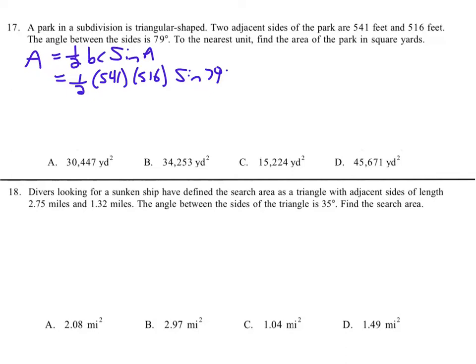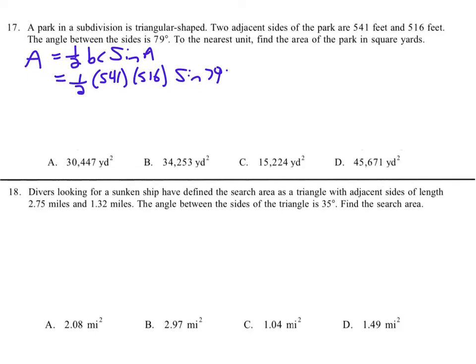So let's do it. Let's find the sine of 79 degrees. And then we say that times 1/2 times 541 times 516 equals 137. Oh, how does that work?